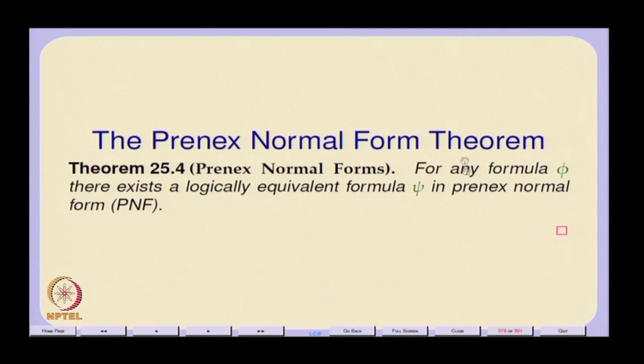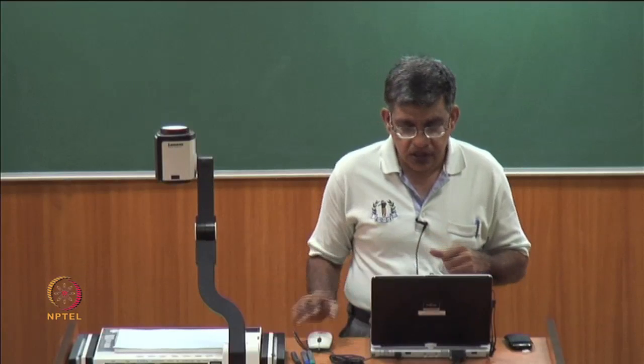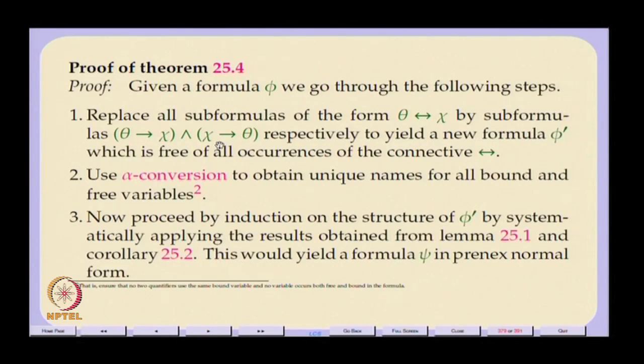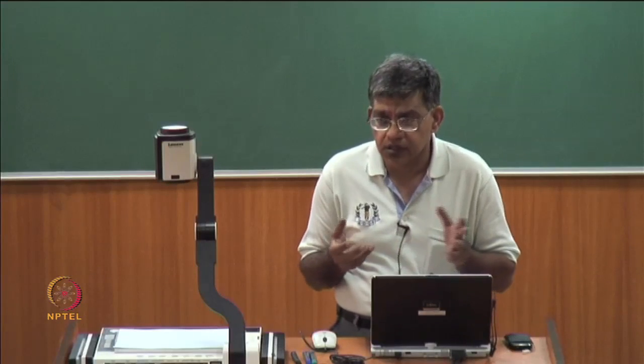The Prenex normal form theorem says that for any first order logic formula, there is a logically equivalent formula in Prenex normal form. The justification is essentially that when I have the biconditional, I replace all biconditionals by two conditionals, and after that I use those 7 logical equivalences to move the quantifiers. If I am moving quantifiers and forming a sequence of quantifiers, I want all the bound variables to be distinct, for example.